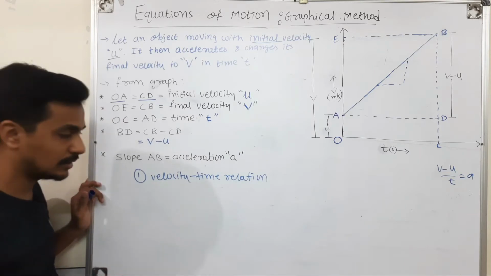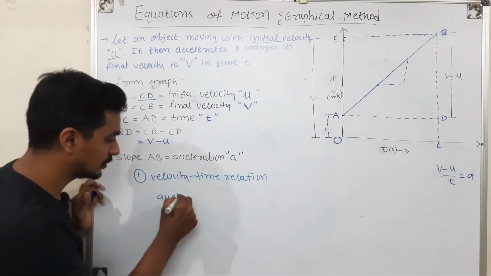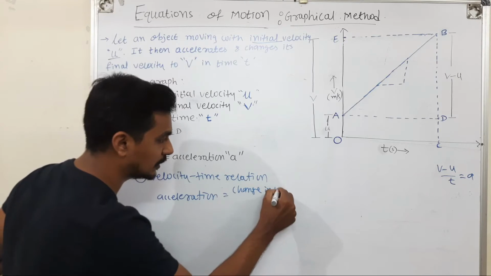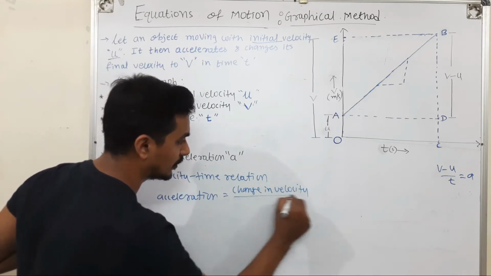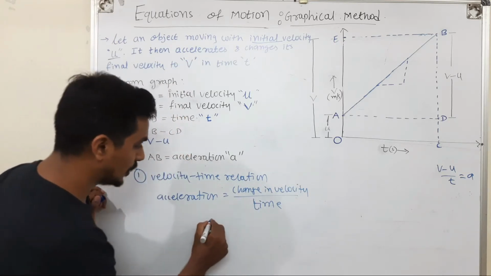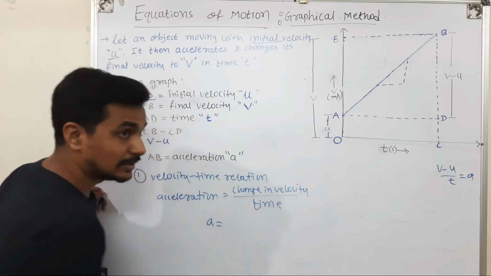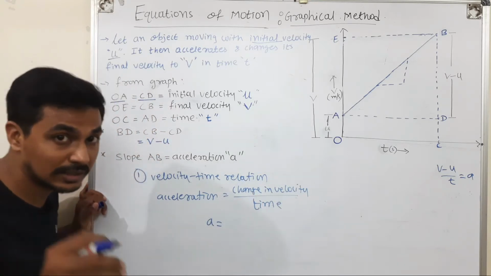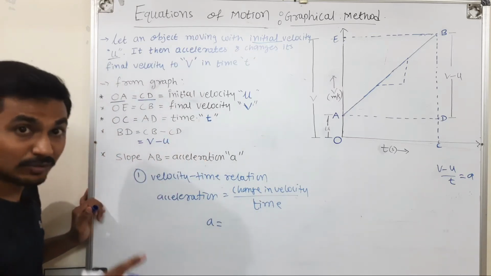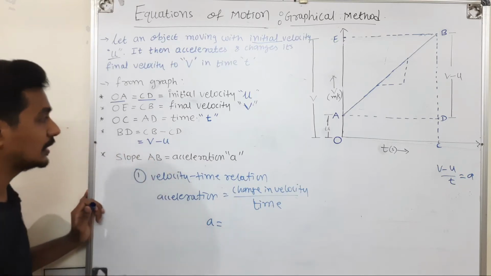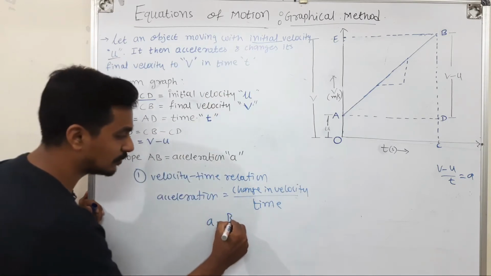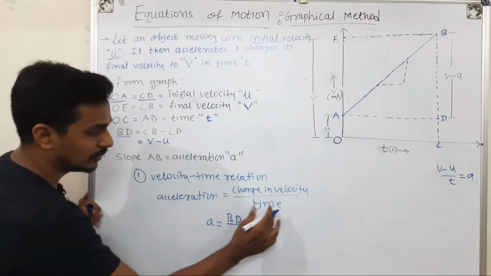To derive that equation, we know that acceleration is equal to the change in velocity divided by the time taken to change that velocity. So a is equal to the change in velocity. See, we have to use the data from the graph. We cannot put v minus u by t directly. So change in velocity means final velocity minus initial velocity. Now what is the final velocity here? CB, or we can write BD indicates the change in velocity. So BD over time t.